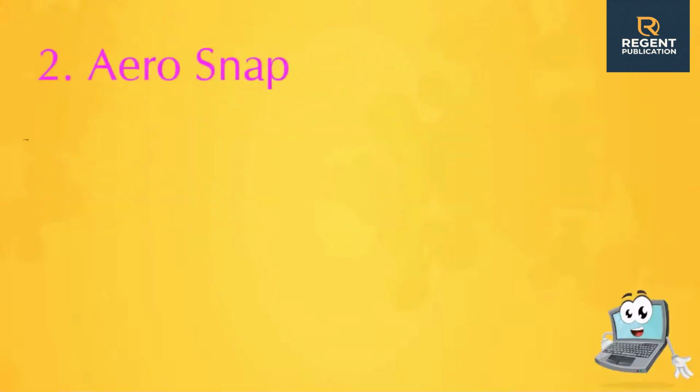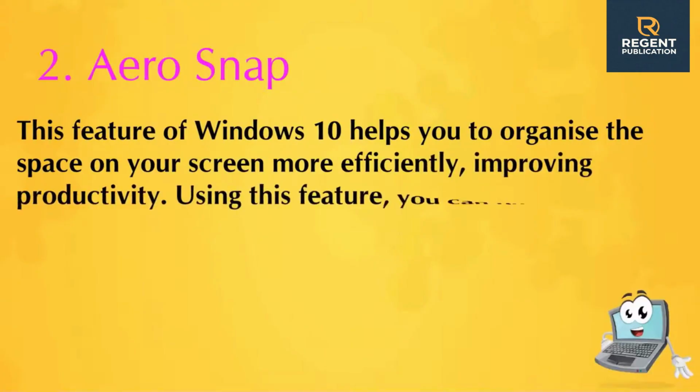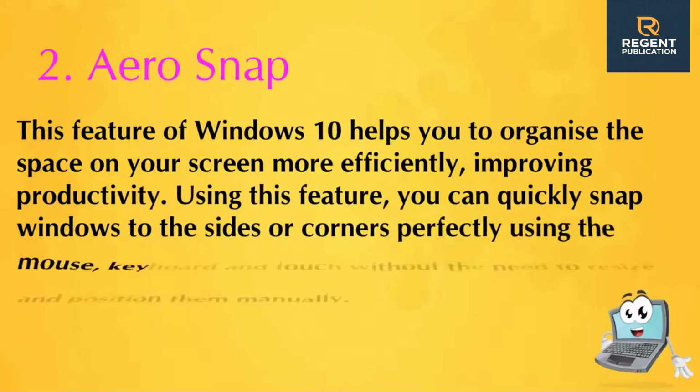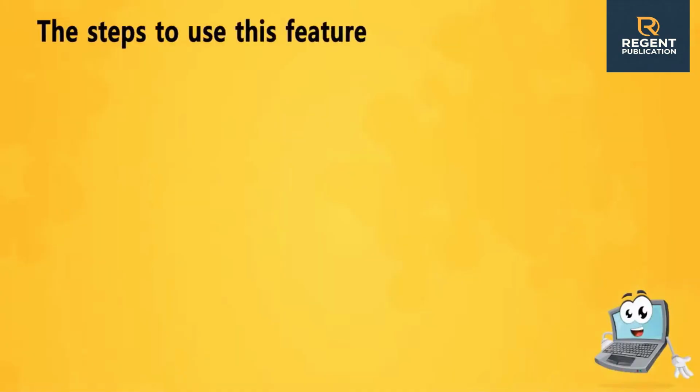Aero Snap. This feature of Windows 10 helps you to organize the space on your screen more efficiently, improving productivity. Using this feature, you can quickly snap windows to the sides or corners perfectly using the mouse, keyboard and touch without the need to resize and position them manually.